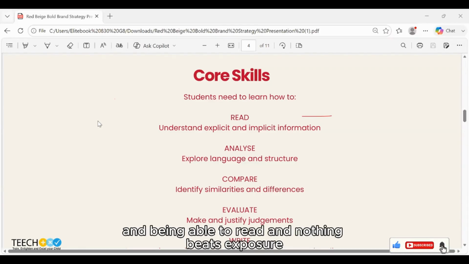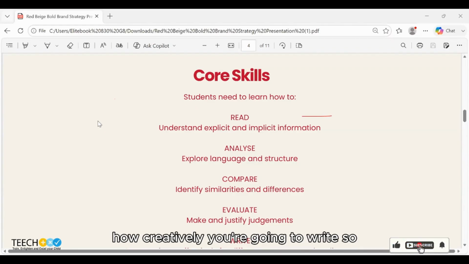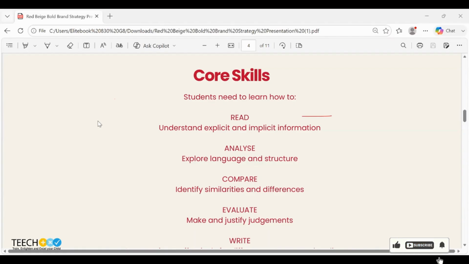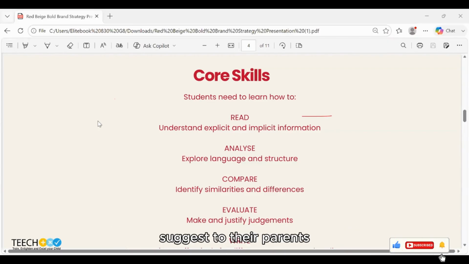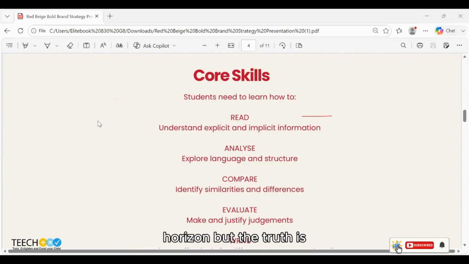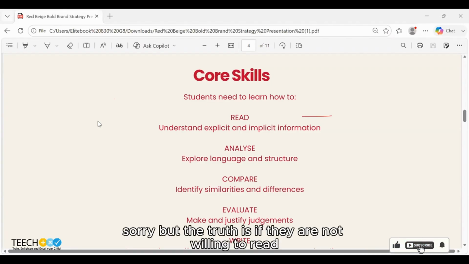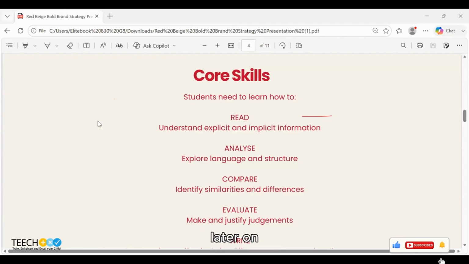But the truth is, nothing beats being able to read and explore, and nothing beats exposure when it comes to creative writing. The level of your exposure equates how well you're going to write, how creatively you're going to write. So while also teaching them easy creative writing frameworks, you can recommend or suggest books that they can read. Suggest to their parents also books that they can read to expand their horizon. But the truth is, if they are not willing to read, you can just give them the creative writing frameworks that I'm going to share later on.